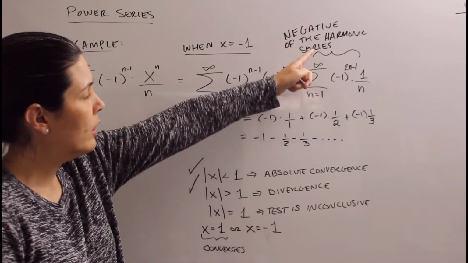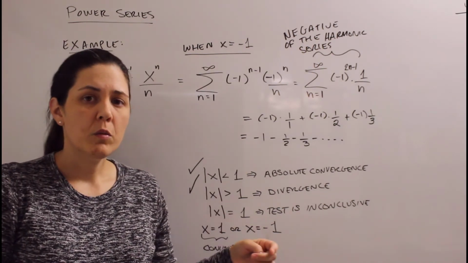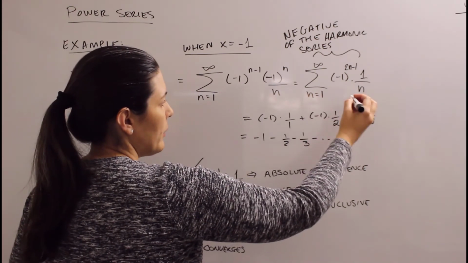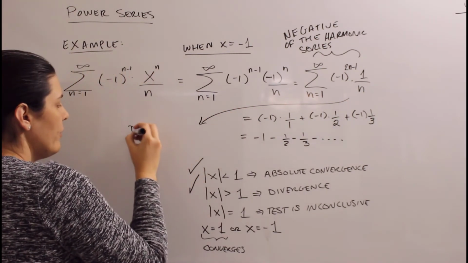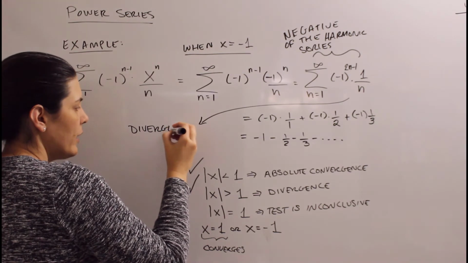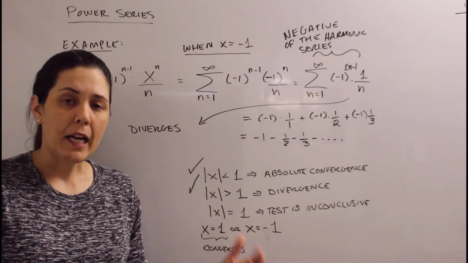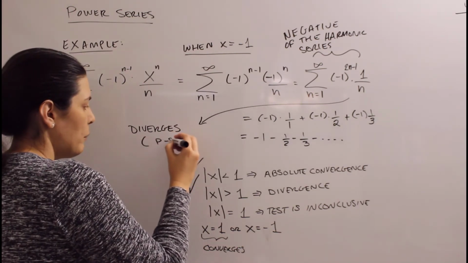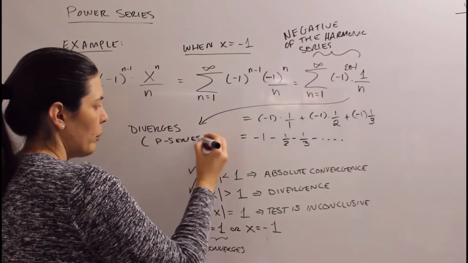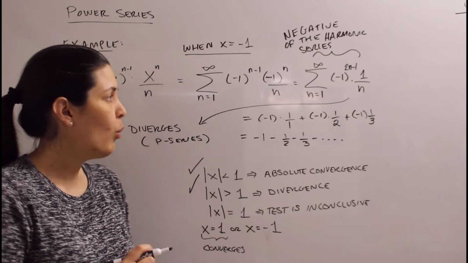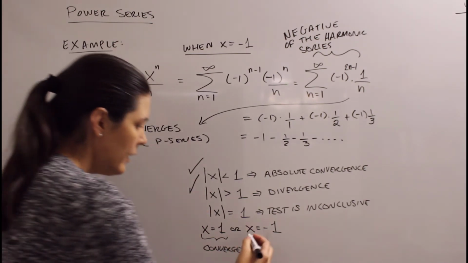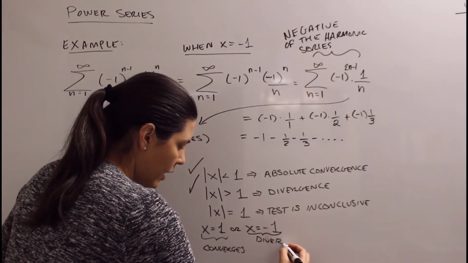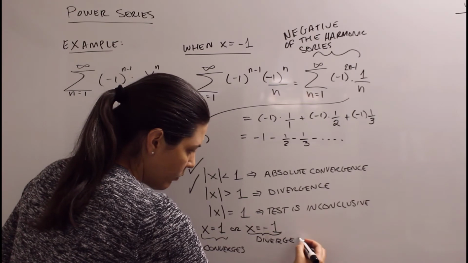And if you recall, when we learned about the harmonic series, we learned that it diverges. Okay, so this, let me write it over here, diverges. Our harmonic series diverges, and if you want to look back as to why, it was because it's a p series, where p is specifically 1 in this case. So our series diverges when x equals exactly -1.